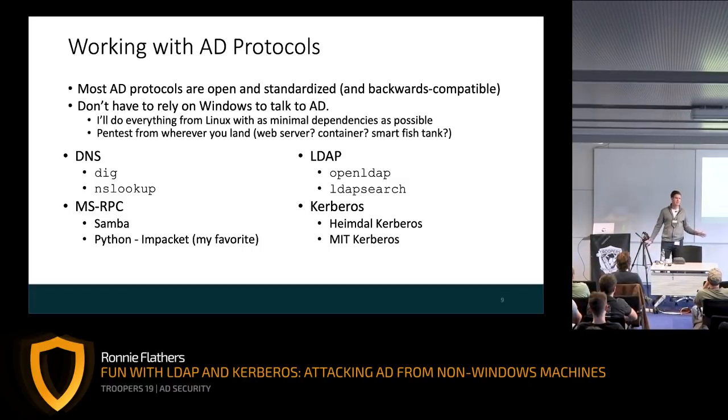There's no PowerShell in this talk. I'm sorry if you were expecting that. I'm only using pretty much Python and Linux. And the idea is, as a pen tester, you should be able to pen test from wherever you land. If you don't have a foothold on a Windows machine, if you get a web server or a container or a smart fish tank, you should still be able to do some Windows pen testing if you're in an Active Directory domain. So these are some of the tools you can use to talk to these protocols here.